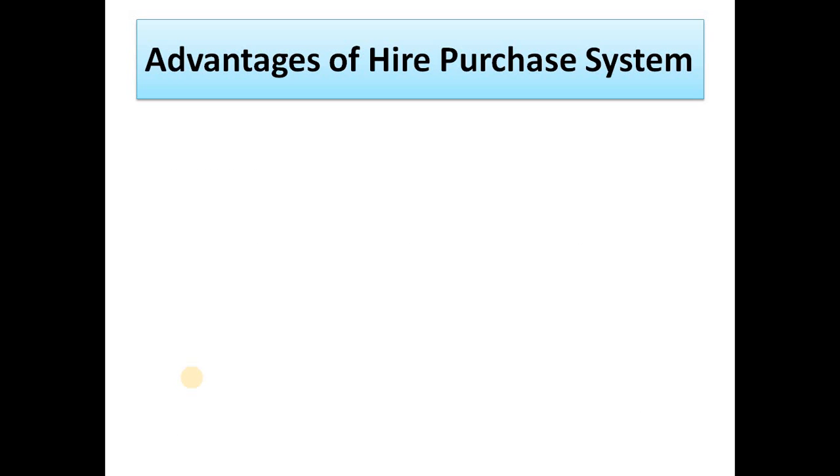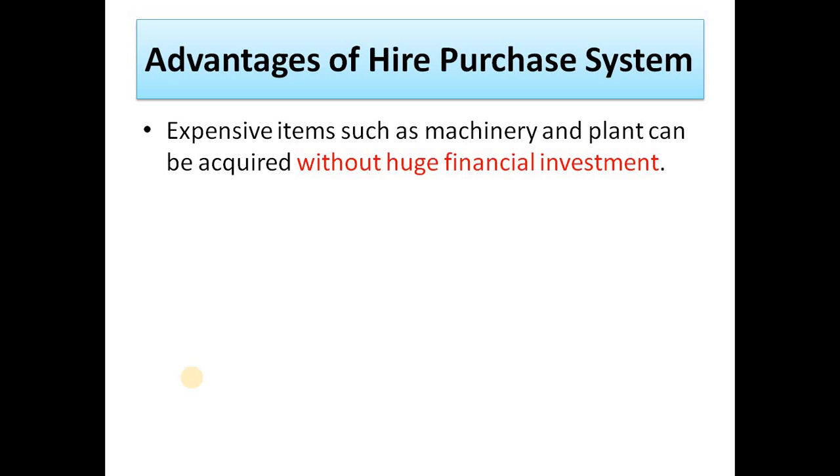Then the next thing that we will cover is the advantages of the hire purchase system. Expensive items such as machinery and plant can be acquired without huge financial investment. Yes, students, there is no need to make a huge financial investment in one shot, because sometimes the machinery and plant required for business are very expensive, and if you make the investment in one shot, your amount gets blocked in that particular investment, and then nothing remains with you for working capital. That's why it's a good option. So there is no need to make a huge investment here. Only a 20 to 30% down payment is sufficient.